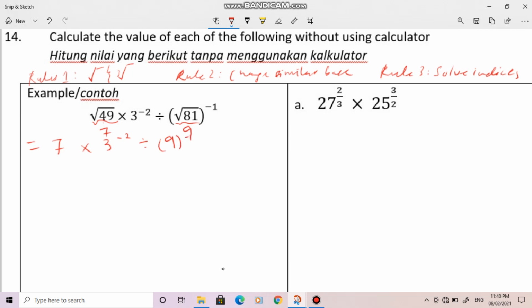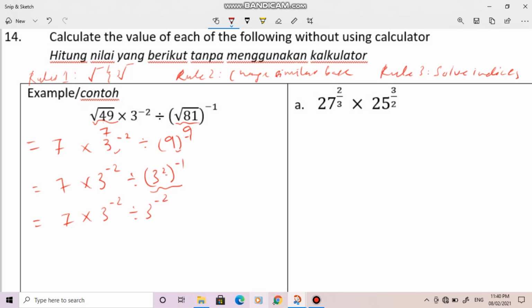And then apply rule number 2. Change to the similar base. 3 and 9. Okay, 9 you can change to base 3. 7 times 3 power of negative 2 divided by 9 in base 3 is 3 square, am I right? So power of negative 1. Okay, solve for this one. 7 times 3 power of negative 2 divided by 3 power of negative 2.